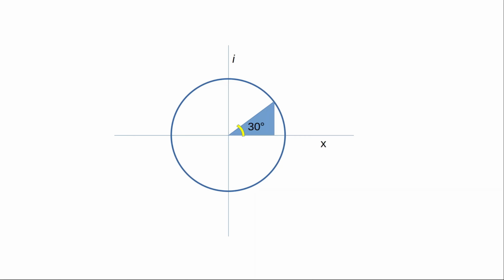So now we want to calculate these values. So we have a 30-degree angle. So the sine of 30 degrees is 1/2. Cosine of 30 degrees is radical 3 over 2. And that gets us a point of radical 3 over 2 comma 1/2 i.